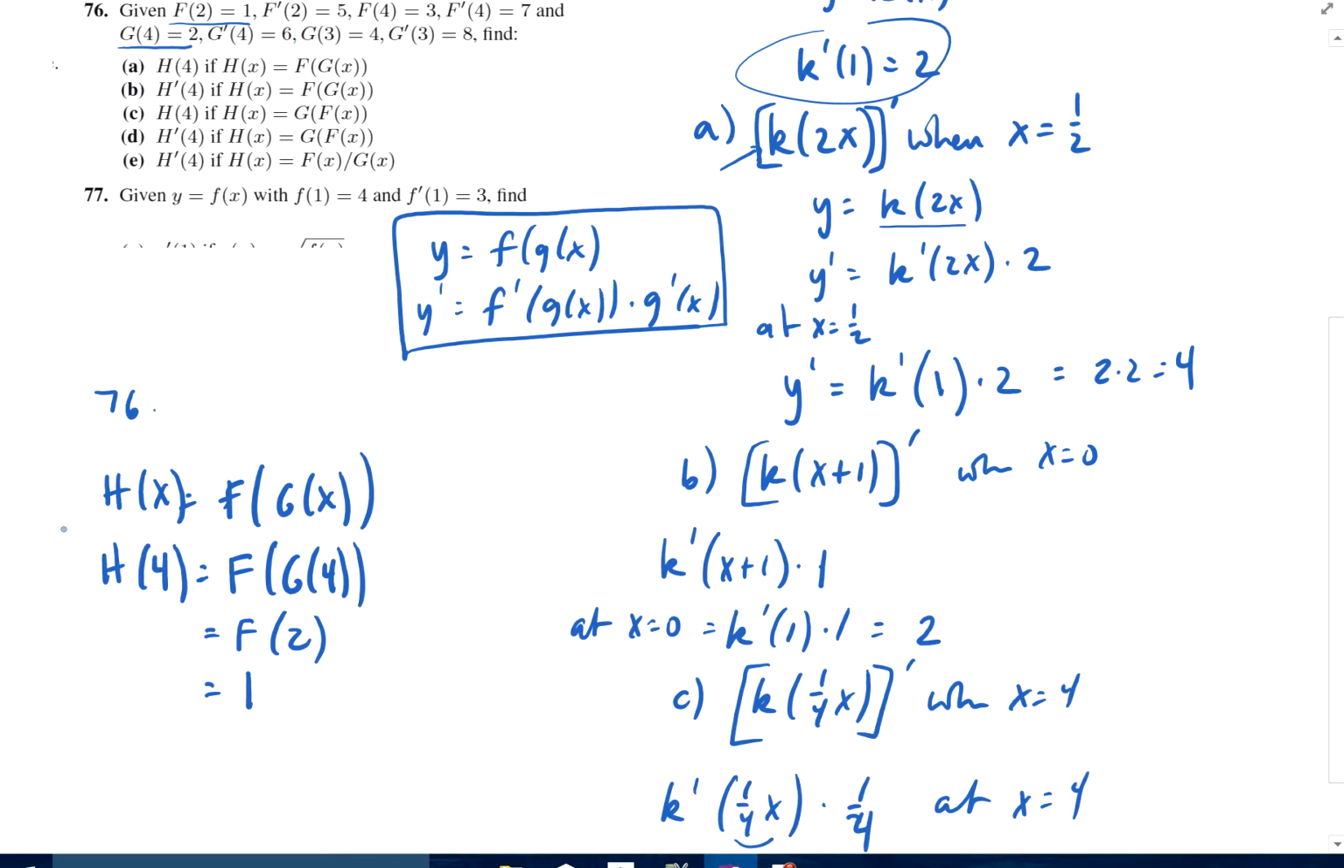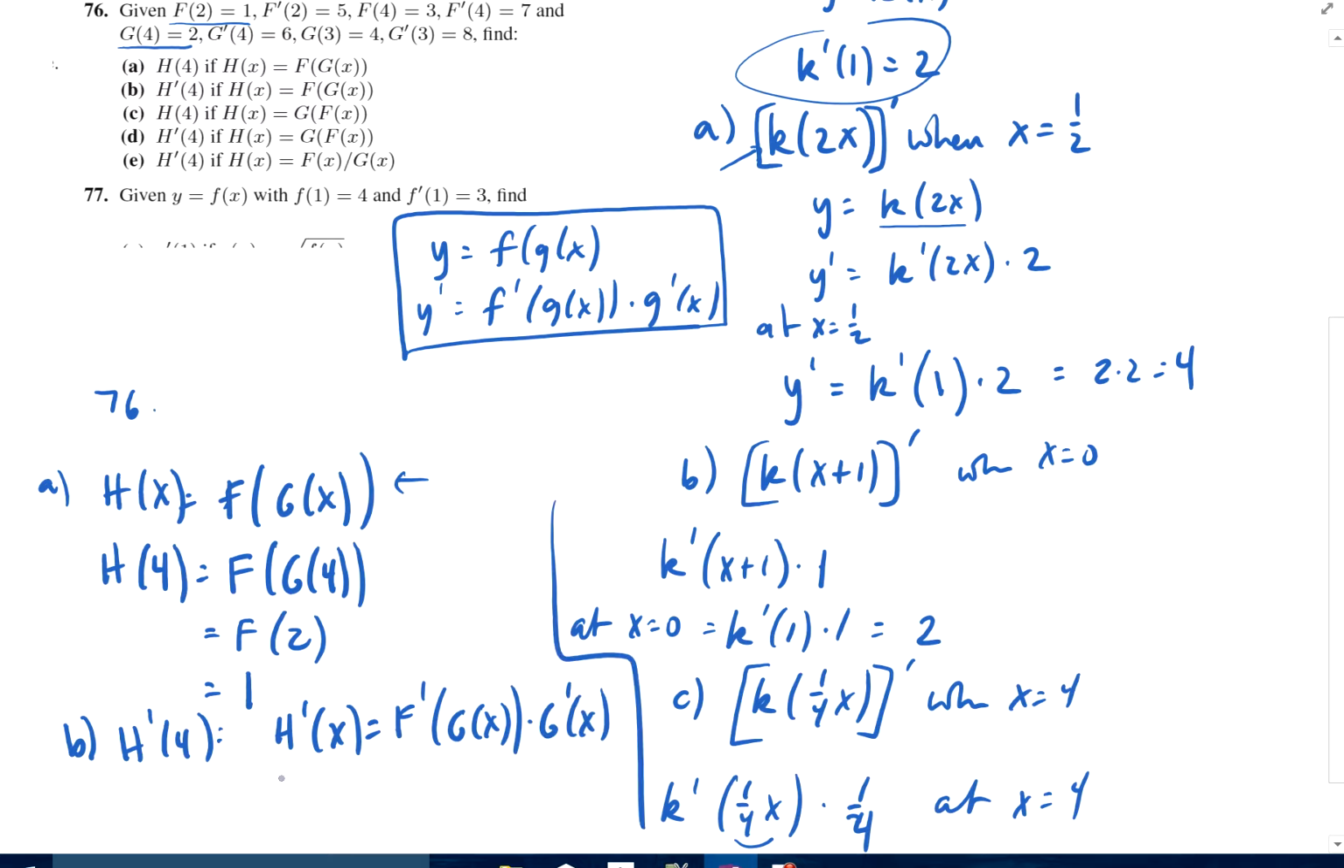So let's do b. That's a. B h prime of 4. And h is the same thing. So h prime of 4. So we want, trying to keep it so I can keep this on the same screen. So h prime of x is the derivative of that guy, which is f prime of g of x times g prime of x.